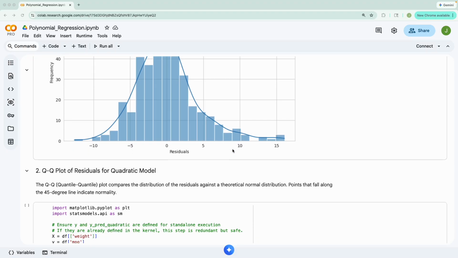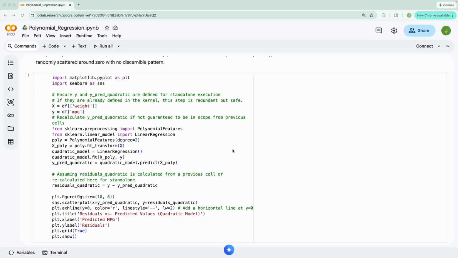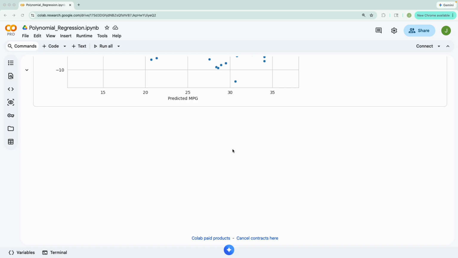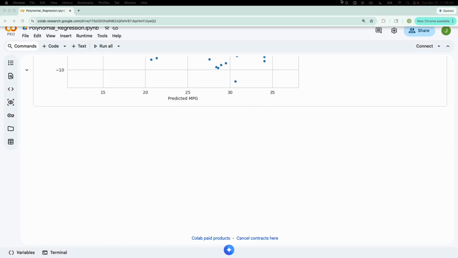So again, we're just looking at the same graphs. Overall, those are things that you should pay attention to and think about when you're implementing polynomial regression. Thank you very much.